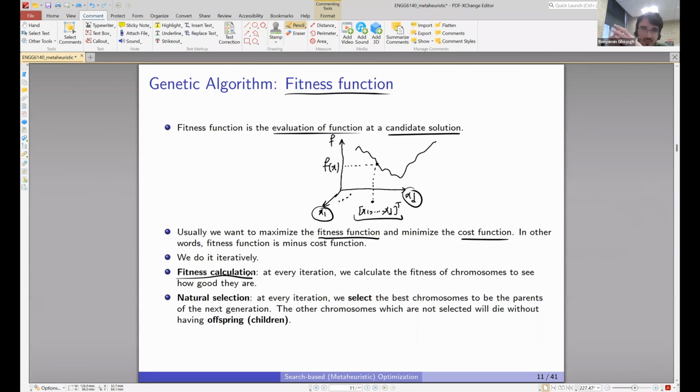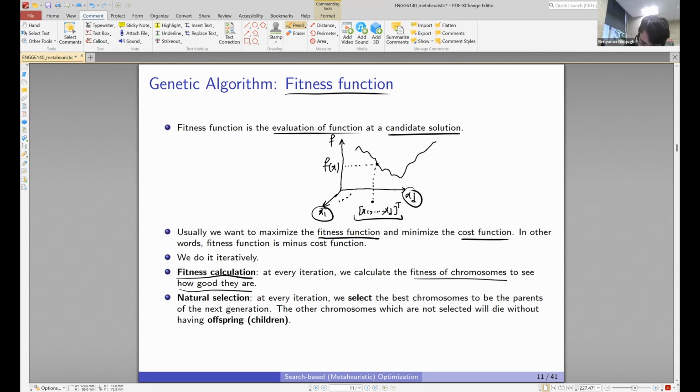Also, fitness calculation. So at every iteration, we calculate the fitness of chromosomes to see how good they are. So meta-heuristic optimization methods are iterative optimization algorithms. Therefore, in each iteration, we need to do something. At the start of every iteration, we usually calculate the fitness of the candidate solutions, here fitness of chromosomes. Okay.